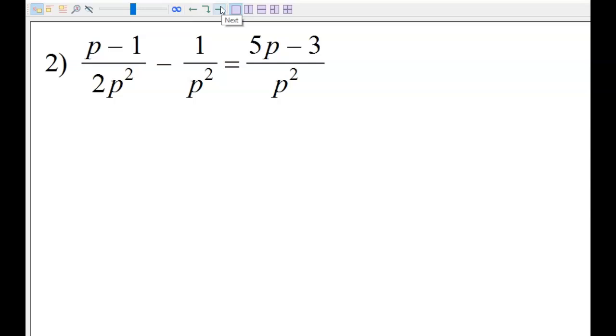Just more of the same. Here we go. So I want to get rid of the 2p squared there, so I'm going to multiply everything by 2p squared. I guess the little difference here is the fact that we have binomials, so you'll notice I'm putting those in parentheses. 2p squared cancels out. The p squared cancels out on both of those ones.